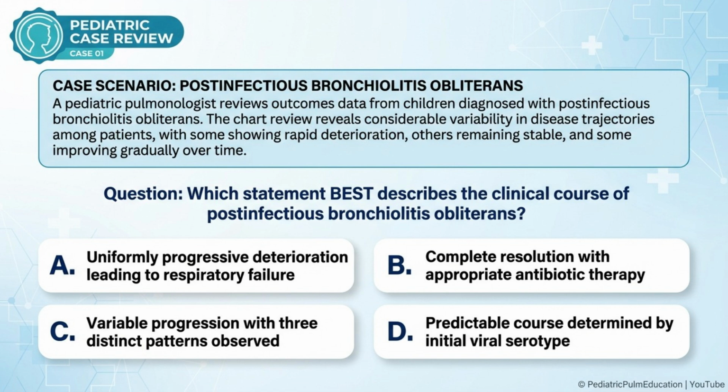Which statement best describes the clinical course of post-infectious bronchiolitis obliterans? Option 1. Uniformly progressive deterioration leading to respiratory failure. Option 2. Complete resolution with appropriate antibiotic therapy. Option 3. Variable progression with 3 distinct patterns observed. Option 4. Predictable course determined by initial viral serotype.